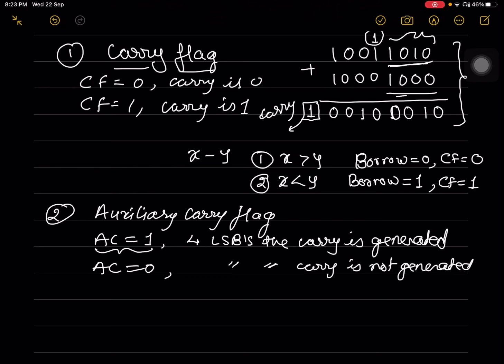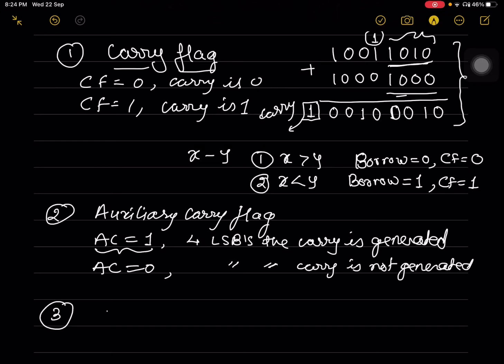Even if we are performing the operation of a 16-bit number, auxiliary carry will still be the carry generated from 4 LSBs, that is the fifth bit. The carry generated for the addition of the fifth bit will be called as auxiliary carry.